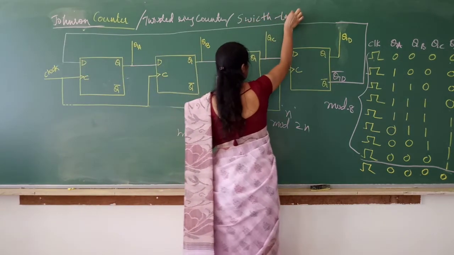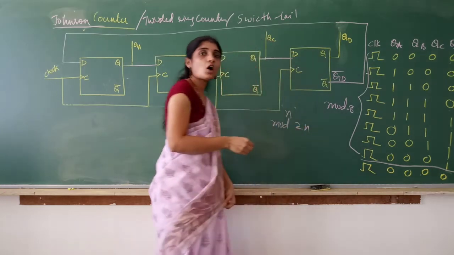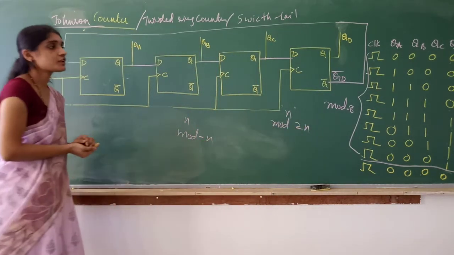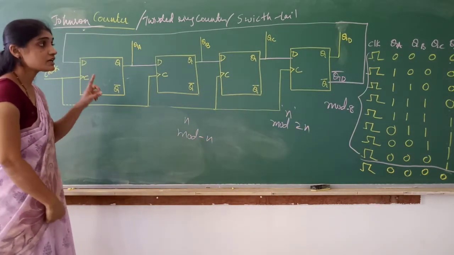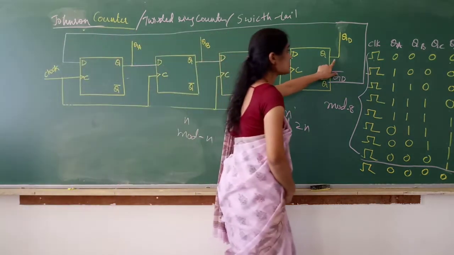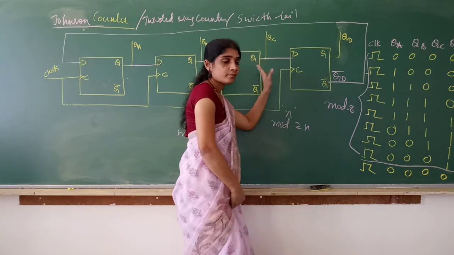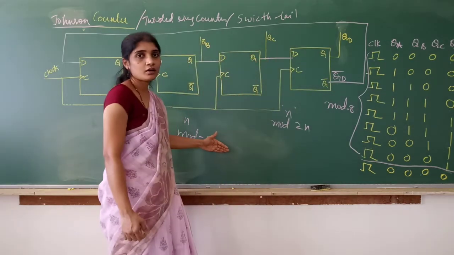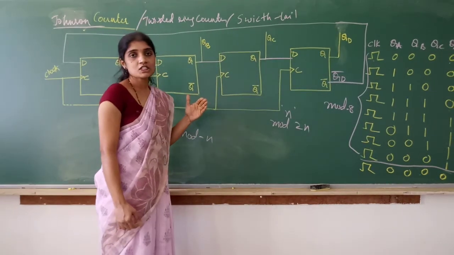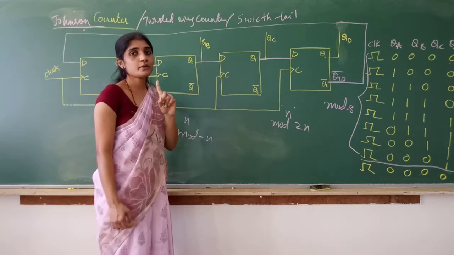All are same. Switch tail counter, all are same. So what is the difference between ring counter and Johnson counter? In a ring counter, QD acts as input for the first flip-flop. In a Johnson counter, it is QD bar. So you know the sequence of ring counter. So how is the ring counter initialized? Any one flip-flop should be in state 1.